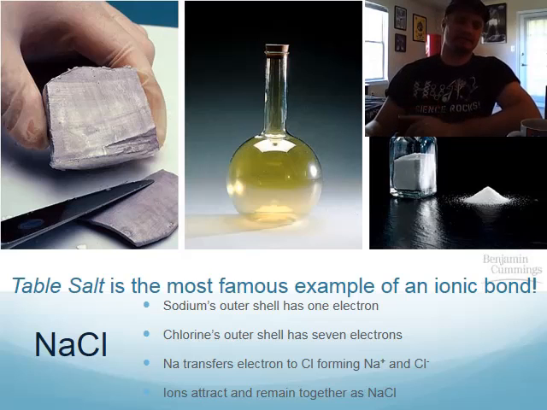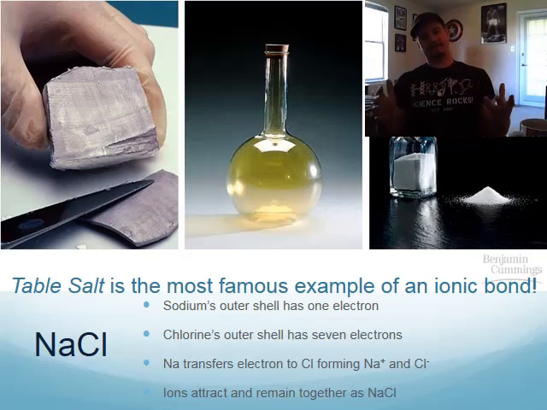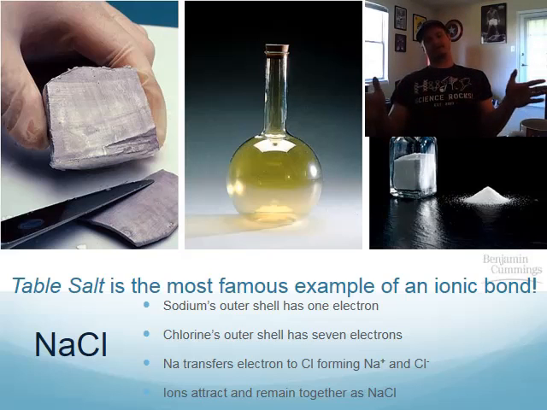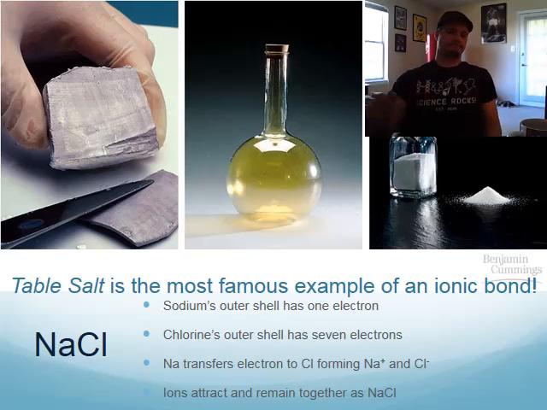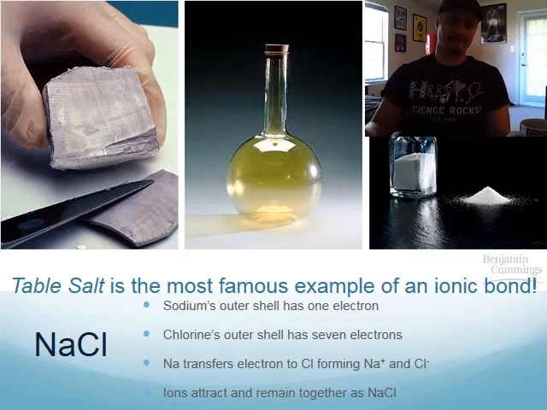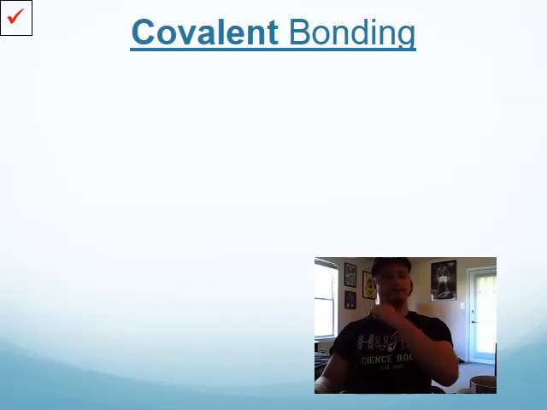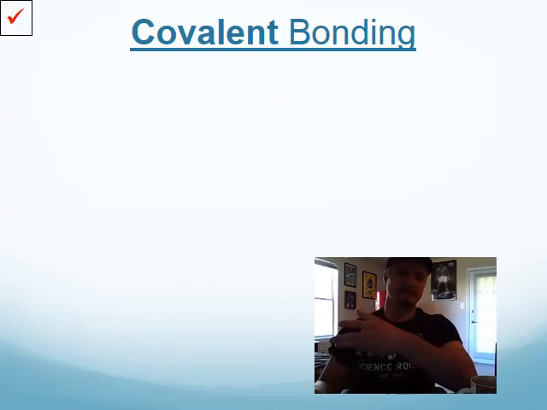So table salt is the most famous example of an ionic bond. Sodium's outer shell has 1 electron, chlorine's outer shell has 7 electrons. The sodium transfers the electron to the chlorine, forming Na+ and Cl-, and the ions attract and remain together as NaCl. Fun fact. The next type we're going to talk about is covalent bonding.